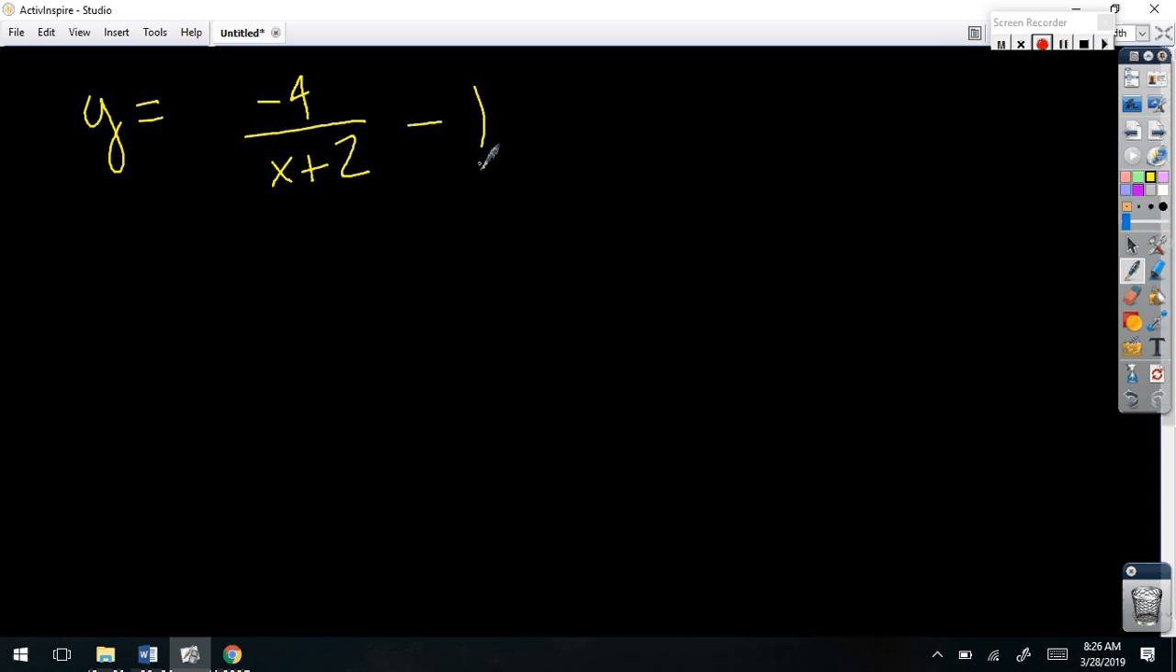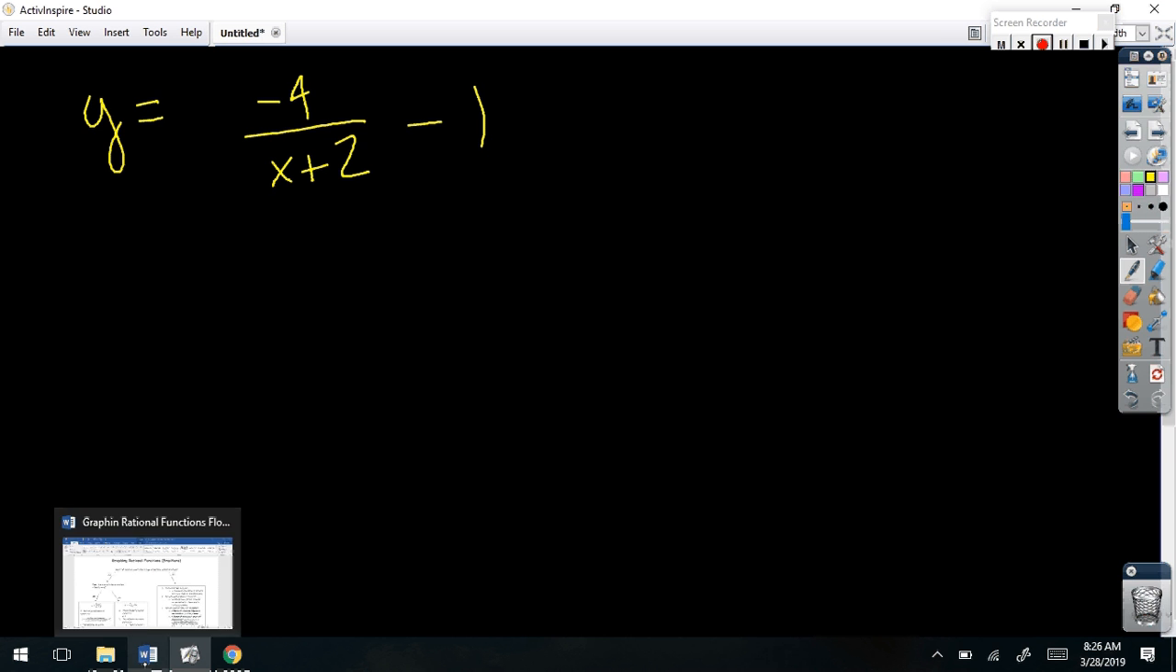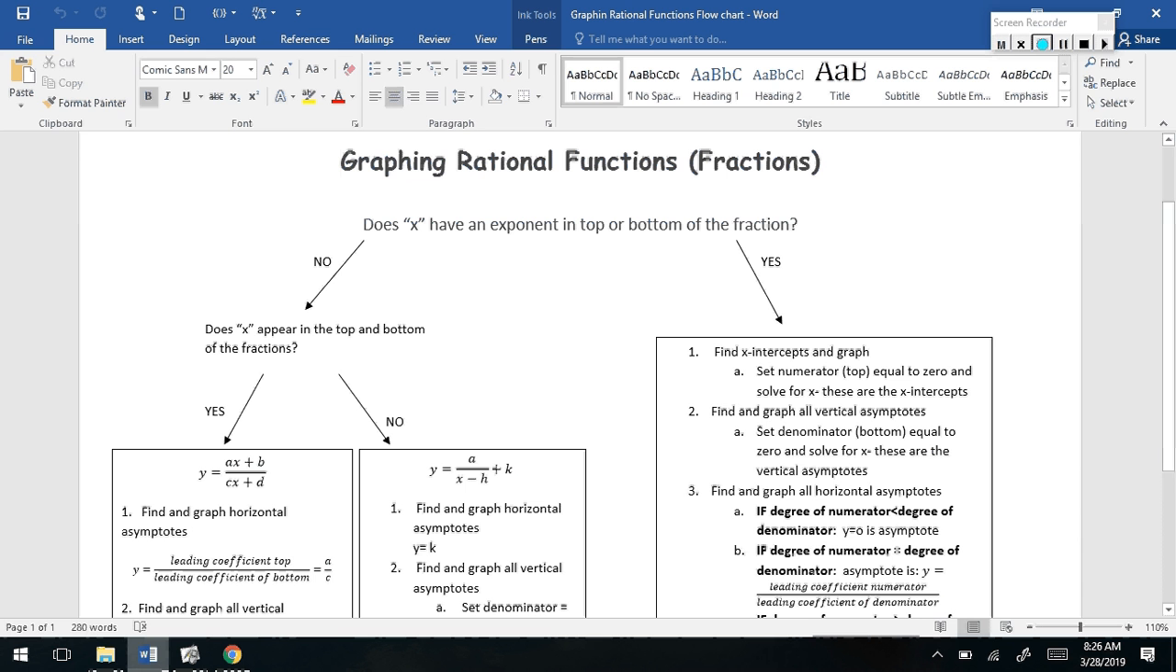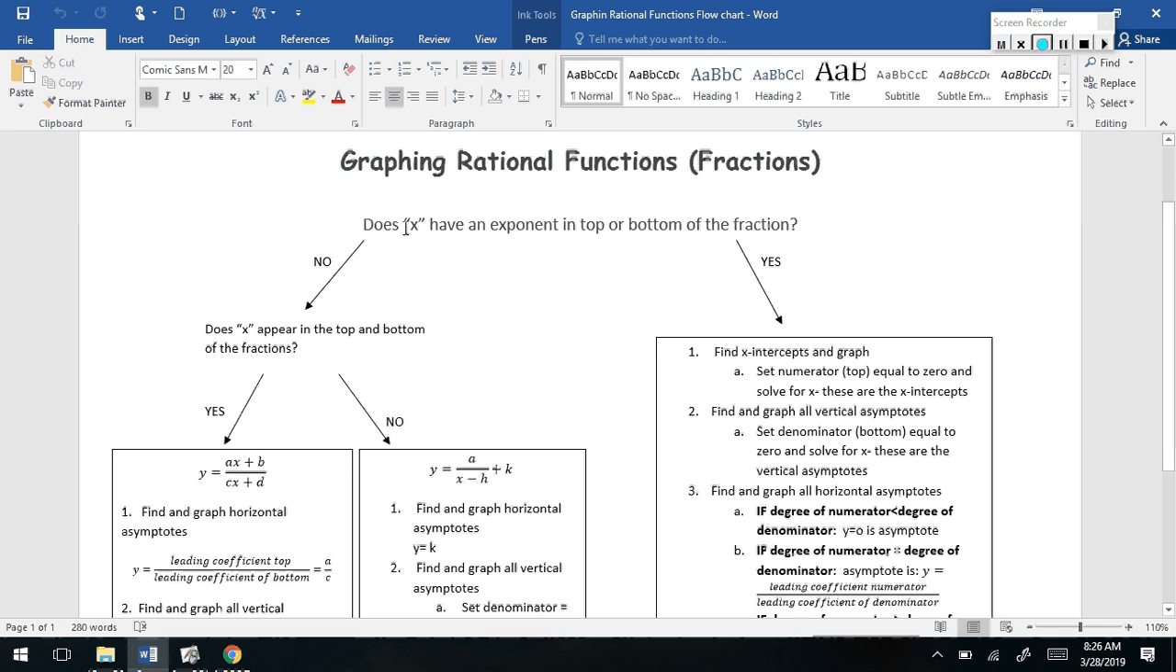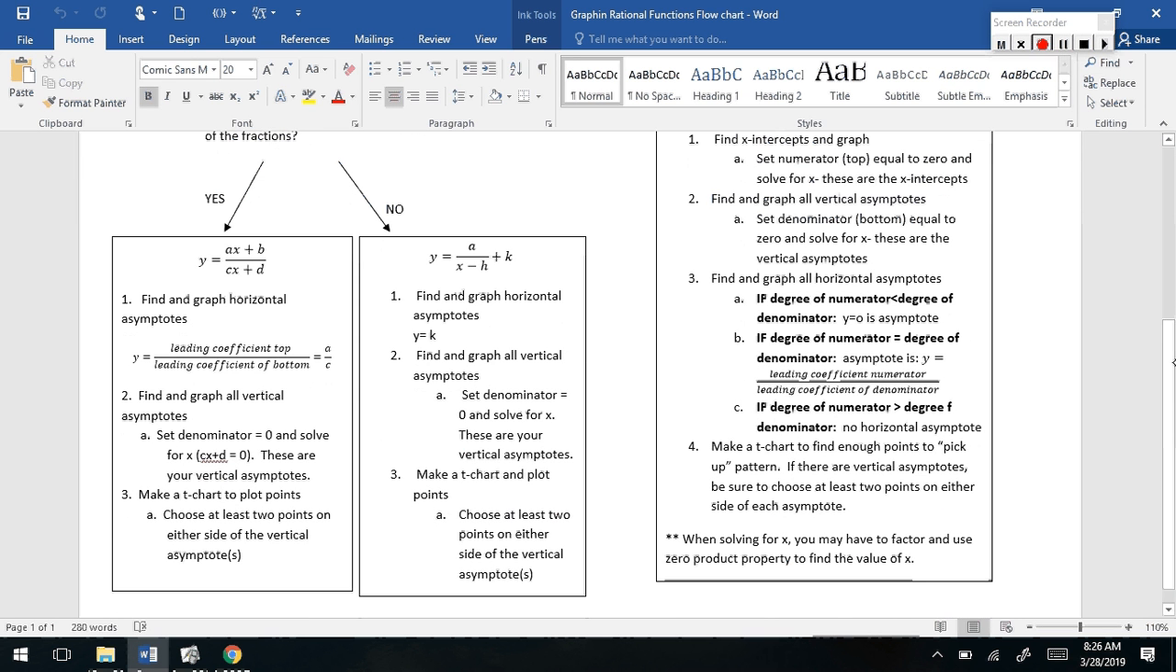Here's my equation, -4 over x plus 2 minus 1. So the very first question at the top, does x have an exponent in the top or bottom of the fraction? An exponent on x? No, right? There's no exponent on the x. So that's a no, so I follow the no arrow here. Now, does x appear in the top and bottom of the fraction? No, it's only in the bottom, right? So I follow the no arrow. So I'm in this middle box right here, and that is exactly what my equation looks like, right?